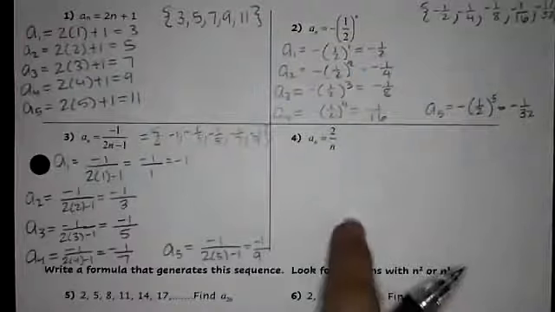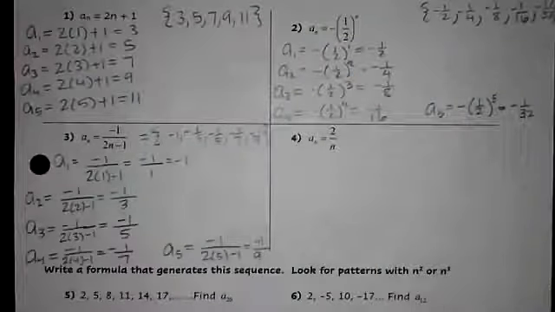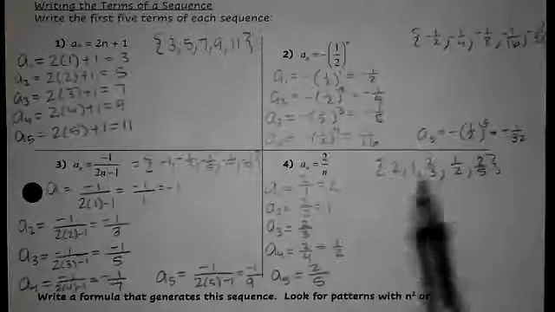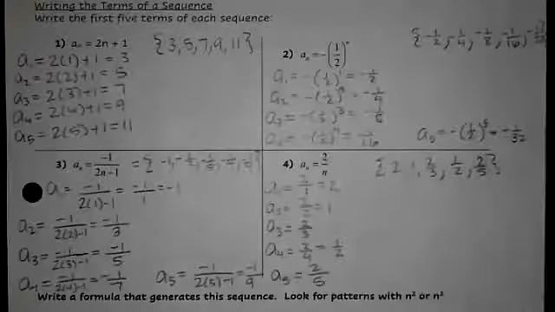Now go ahead and pause the video and try to do number 4, come up with the first 5 terms, because that's definitely going to be on the test, and then check your work. All right, so we got the set 2, 1, 2/3, 1/2, and 2/5. So that's how you get the terms of a sequence.